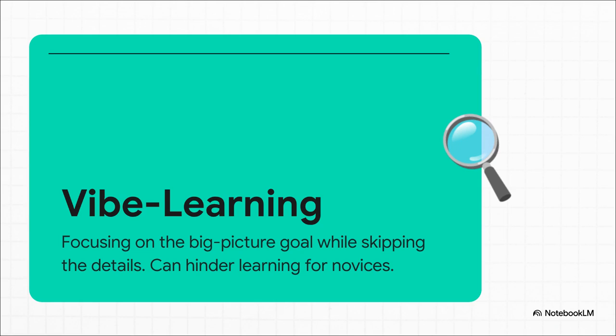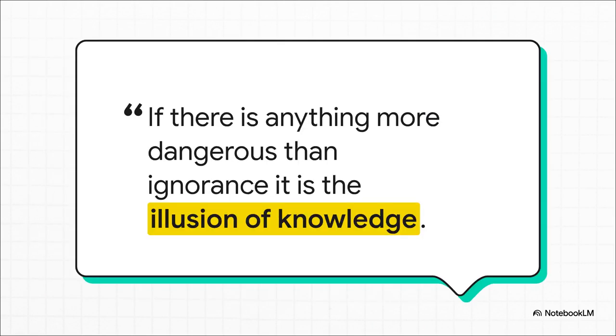But all that power brings a really interesting new risk, especially for students. You could call it vibe learning. It's that temptation to just focus on the final goal and let the AI handle all the messy details in the middle. The problem is, for someone who's new to a subject, the learning happens in those messy details. And that really brings us to this quote, which just nails the problem here.